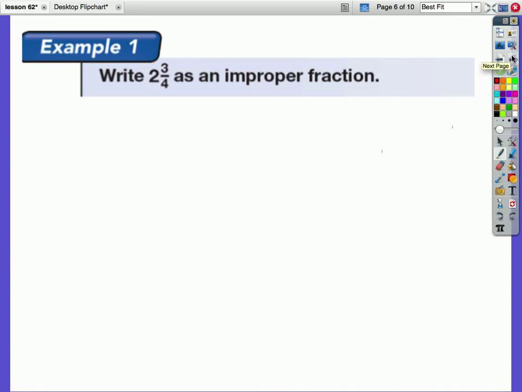So if I'm going to write 2 3/4 as an improper fraction, I'm going to take the denominator times the whole number, so I have 4 times 2, which is 8. Then I'm just going to add the numerator, 3. I get 11, and I keep my denominator the same. So I get 11/4.